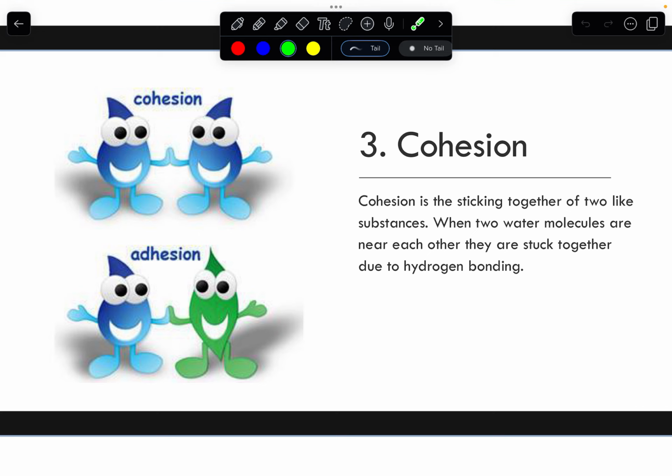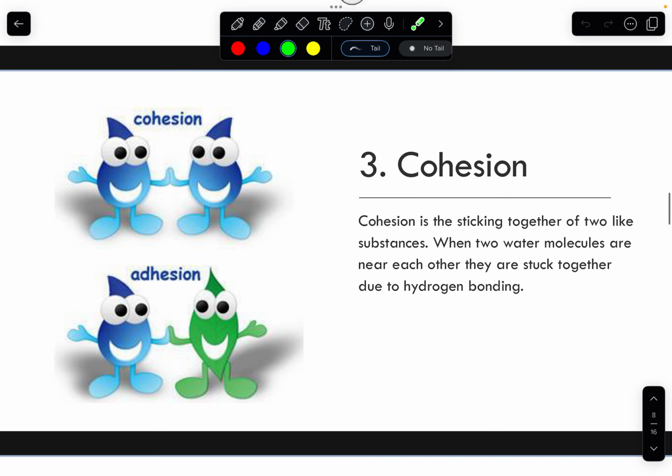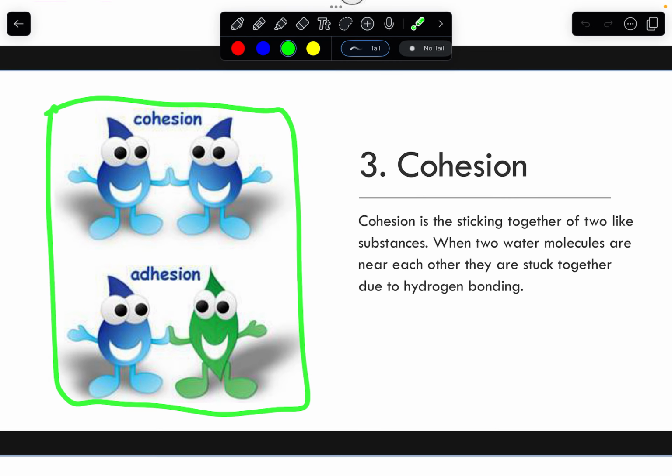The third property of water is cohesion. Cohesion is the sticking together of two like substances. This picture over here does a great job of showing us what cohesion is. Cohesion is water stuck to more water. All right, and the reason this happens is, yep, you guessed it, hydrogen bonds.